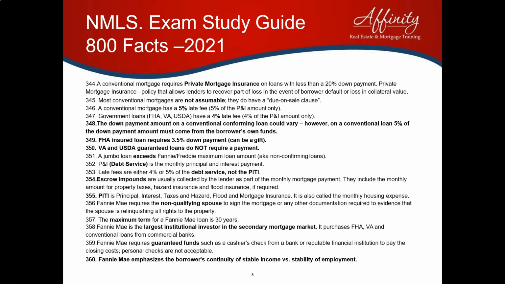The maximum term for a Fannie Mae loan is 30 years. Fannie Mae is the largest institutional investor in the secondary mortgage market. It purchases FHA, VA, and conventional loans from commercial banks. Fannie Mae requires guaranteed funds such as a cashier's check from a bank or reputable financial institution to pay for the closing costs. Personal checks are not acceptable. Fannie Mae emphasizes the borrower's continuity of stable income versus stable employment.